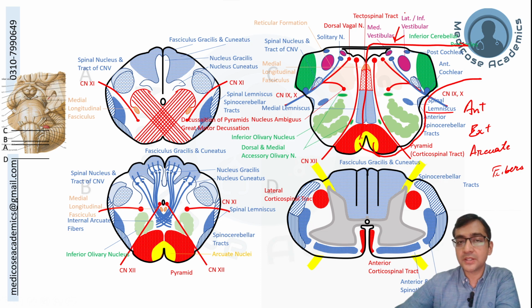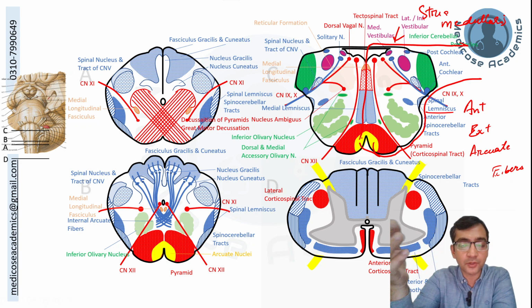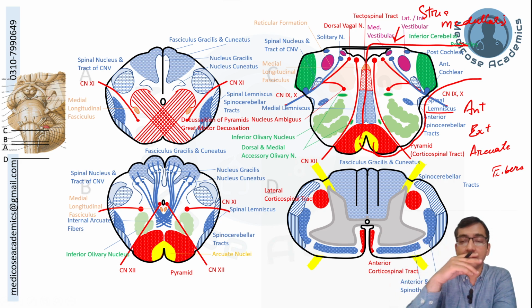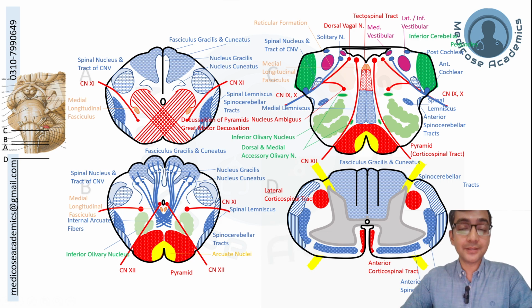These are called stria medullaris. These were the horizontally running fibers on the back aspect of the medulla oblongata that were demarcating the junction between medulla and pons. Stria medullaris. So that's it.